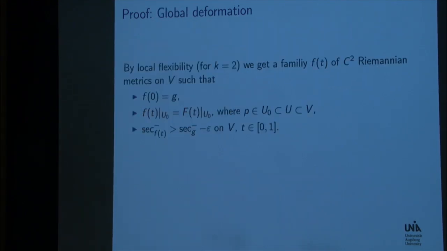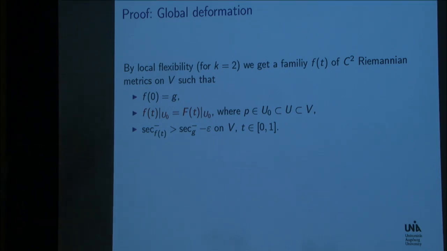So this is the local flexibility lemma. We get a family of C2 Riemannian metrics which are defined on the whole of V, starting with the given metric little g. On the smaller neighborhood U0, a little smaller than U, I have my deformation from the previous slide. In particular, at time equal 1, we have constant sectional curvature equal to 2 on that neighborhood U0. And now that's the nice thing: the loss of sectional curvature is bounded above by epsilon on the whole of V. This is the interesting effect of this local flexibility lemma.